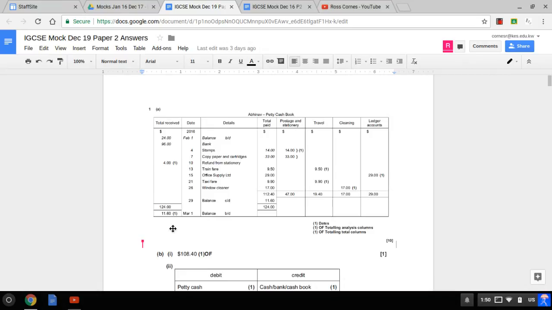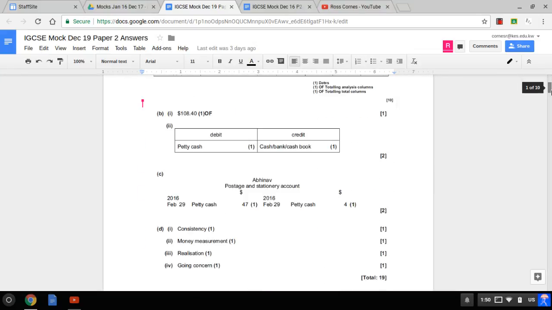You weren't actually asked to do that in the question, but you were asked to calculate the amount of money that would make the imprest back up. And after that, you were asked to state what the double entry would be. Obviously, debit petty cash, and then they would have either taken cash or bank or cash book.